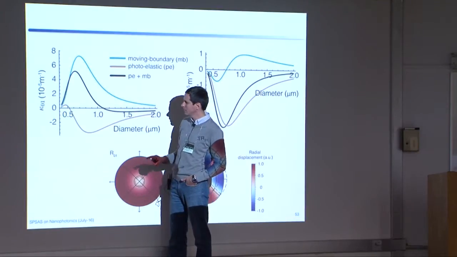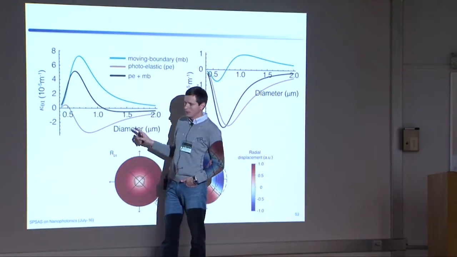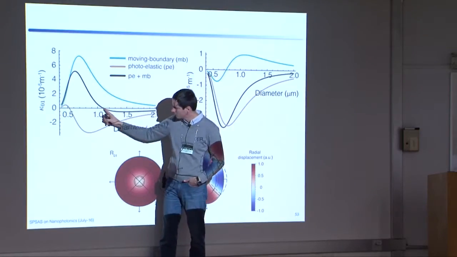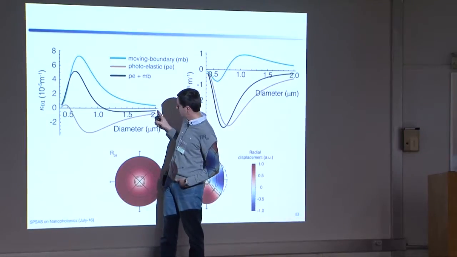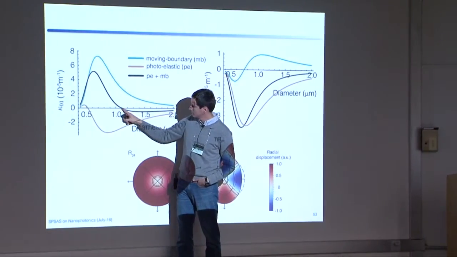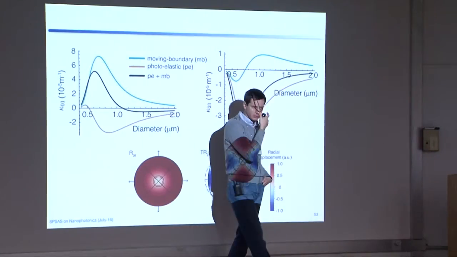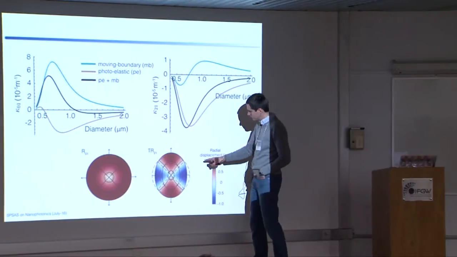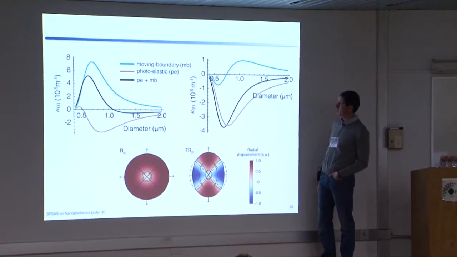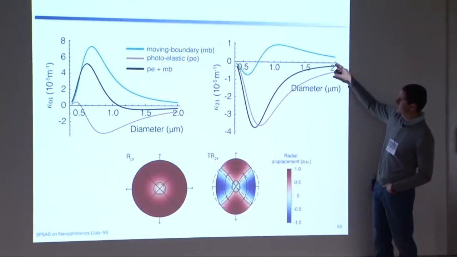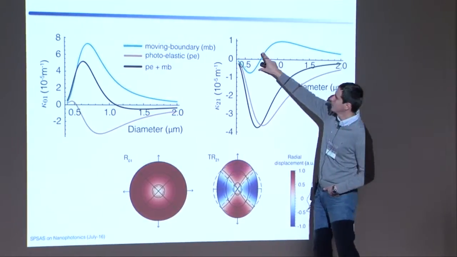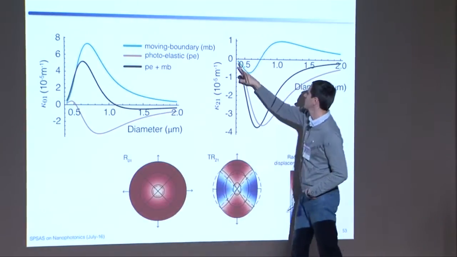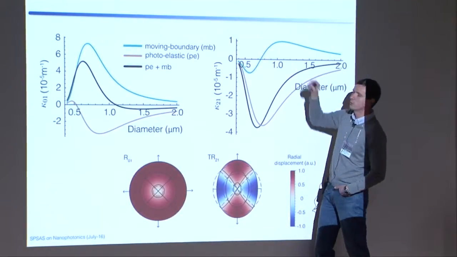So if I make samples that I vary the diameter, like I mentioned before, and measure the scattering, I should see this point, a reduction in the scattering. So I should see zero right here. Scatters efficiently there, but then gets to zero and then scatters light again. Okay? On the other hand, for the TR family, that doesn't happen. If you look at the moving boundary effect, it's much smaller than the photoelastic. Look at the scale here. This goes from 0 to 8 versus that, from minus 0.5 to about 1.